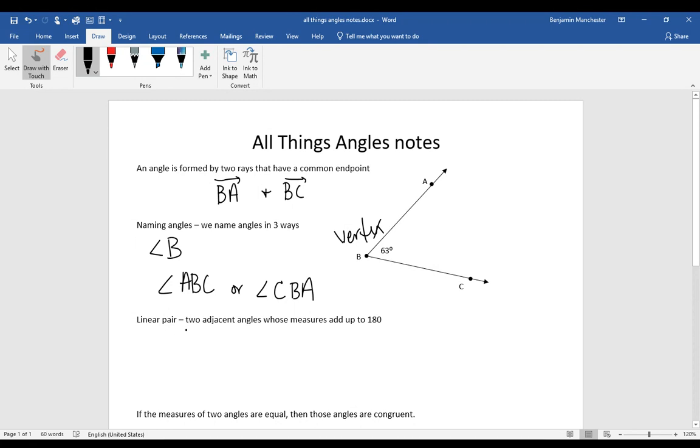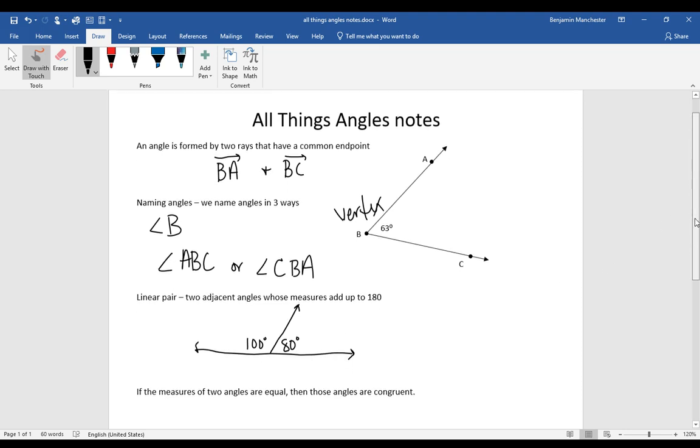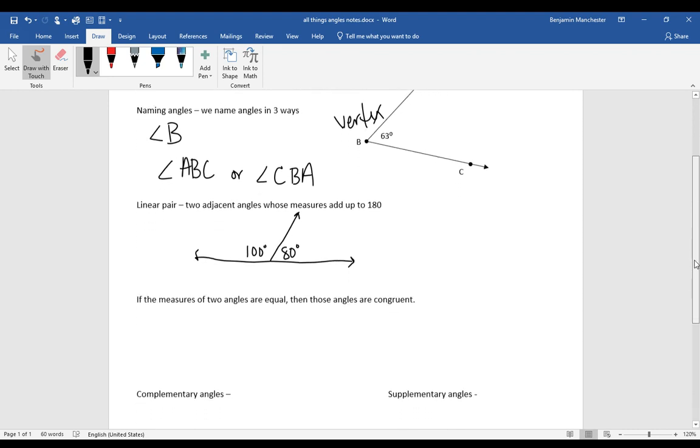So the next one is a linear pair. A linear pair is two adjacent angles that add up to 180. We draw that by first starting off with a straight line, and then you can get somewhere in the middle and draw another ray going off. So these ones add up to 180. If this is maybe 80 degrees, this one has to be 100 degrees. We always use the degree symbol when we're talking about angles. They're adjacent, they share a common ray here, and that's how we do a linear pair. So if you know two angles are a linear pair, then you know that they add up to 180.